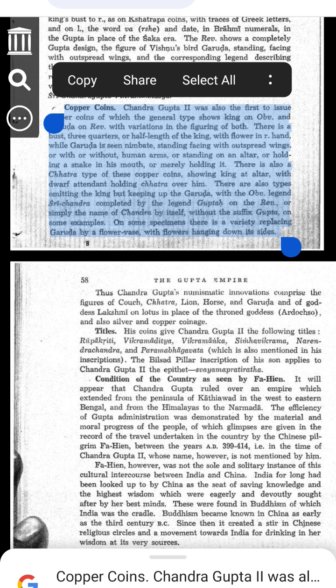Example, imagine a photo of a king on a currency note. Sometimes the photo is only the face, sometimes the upper body. Similarly, Chandragupta II had different styles of his image on coins.